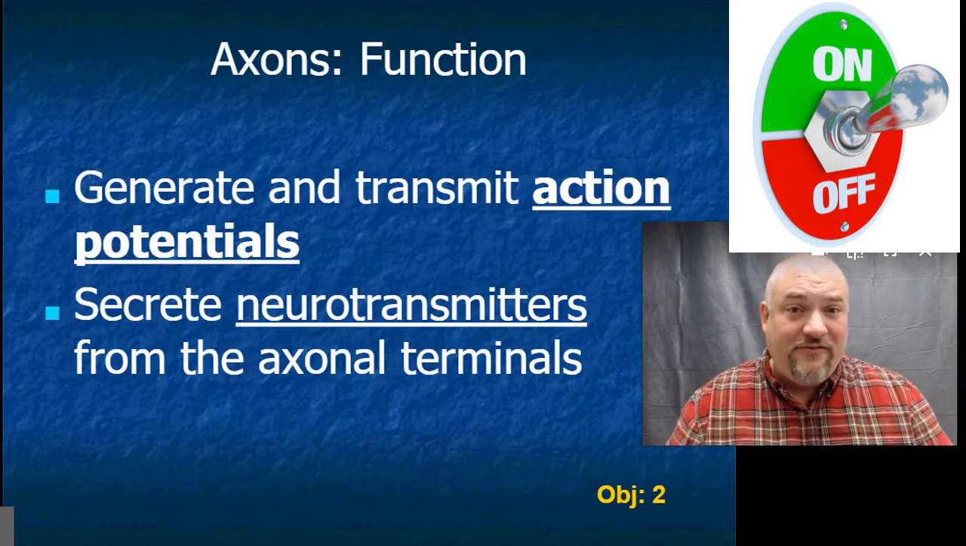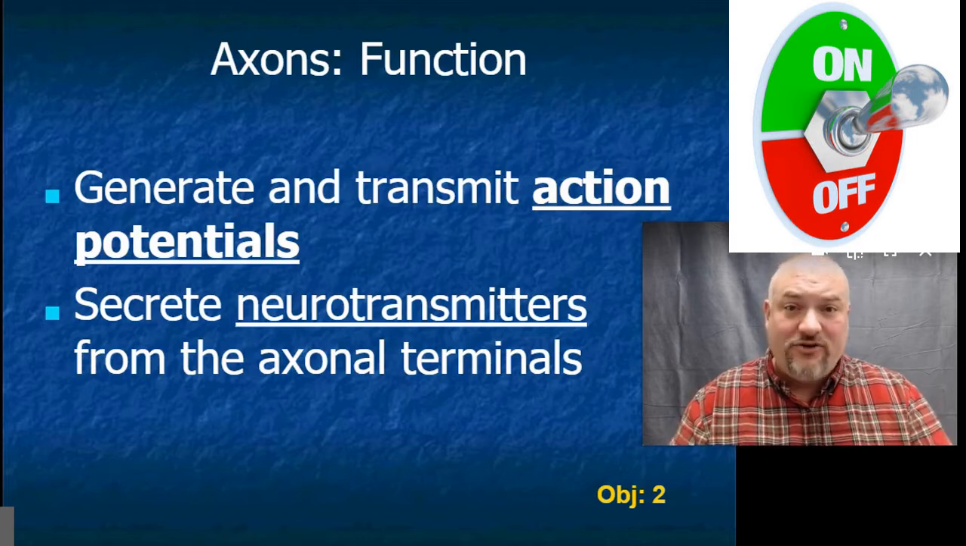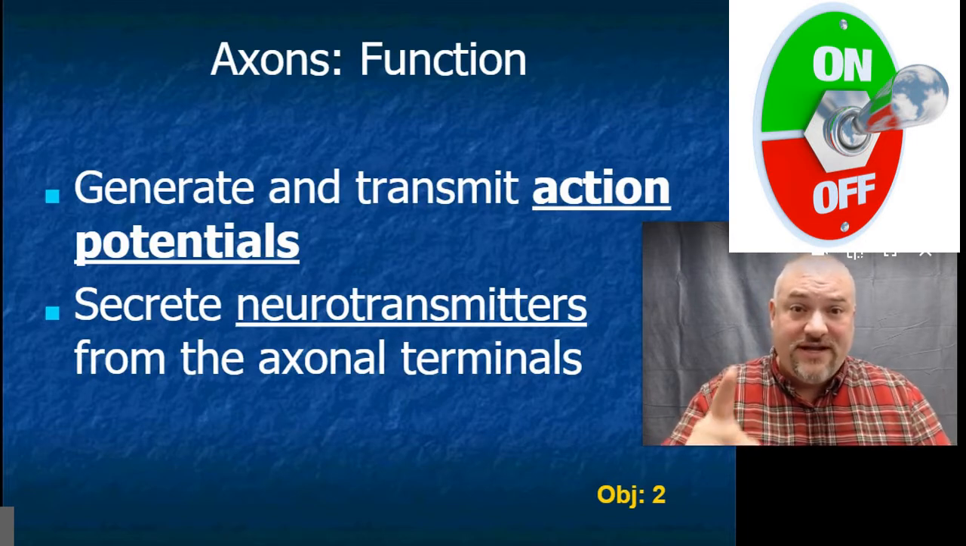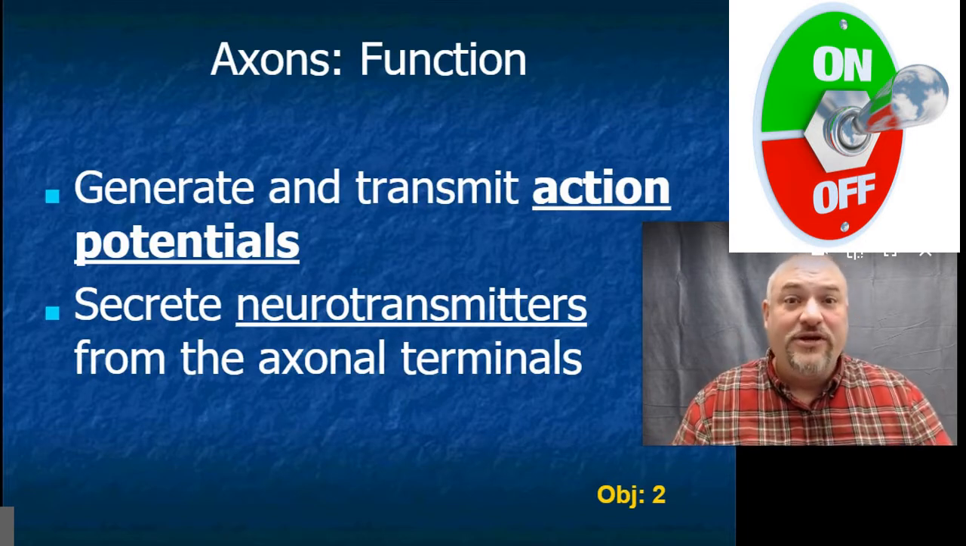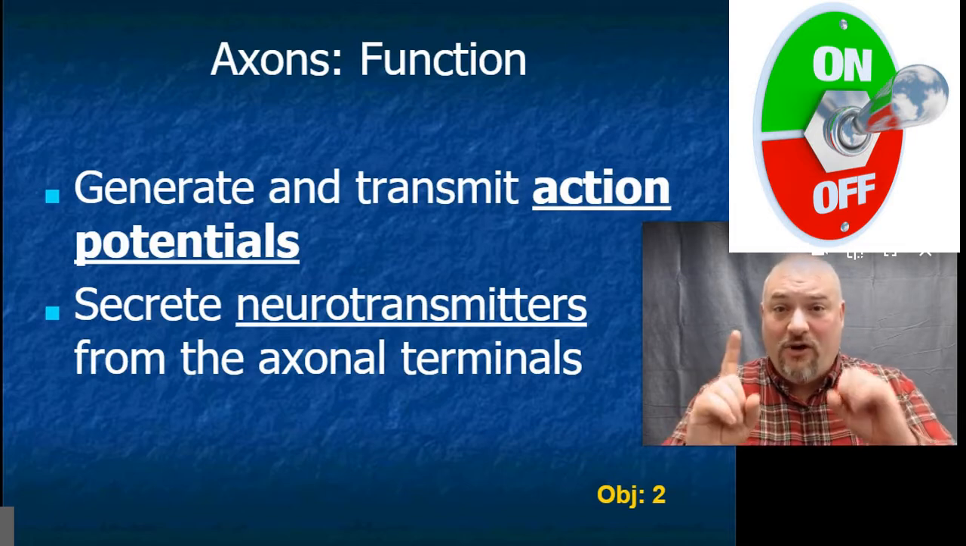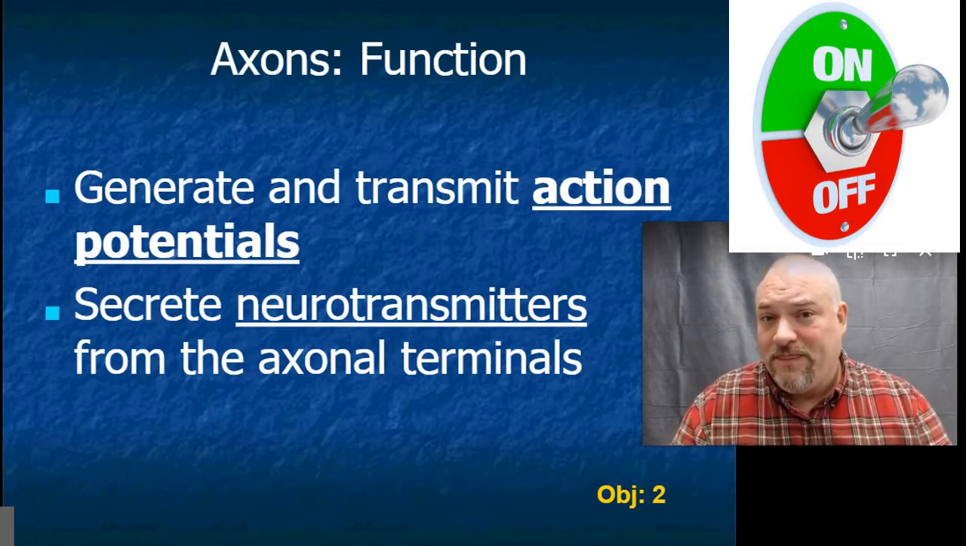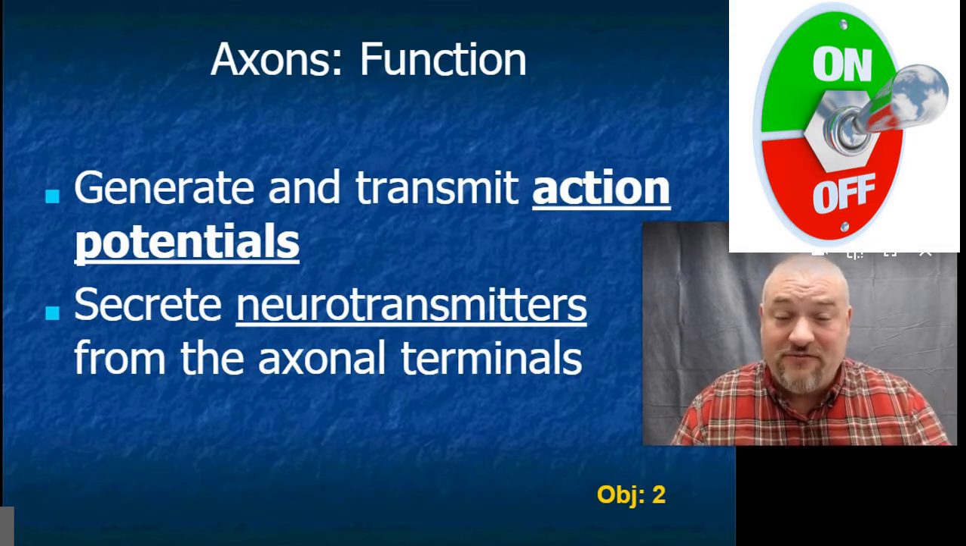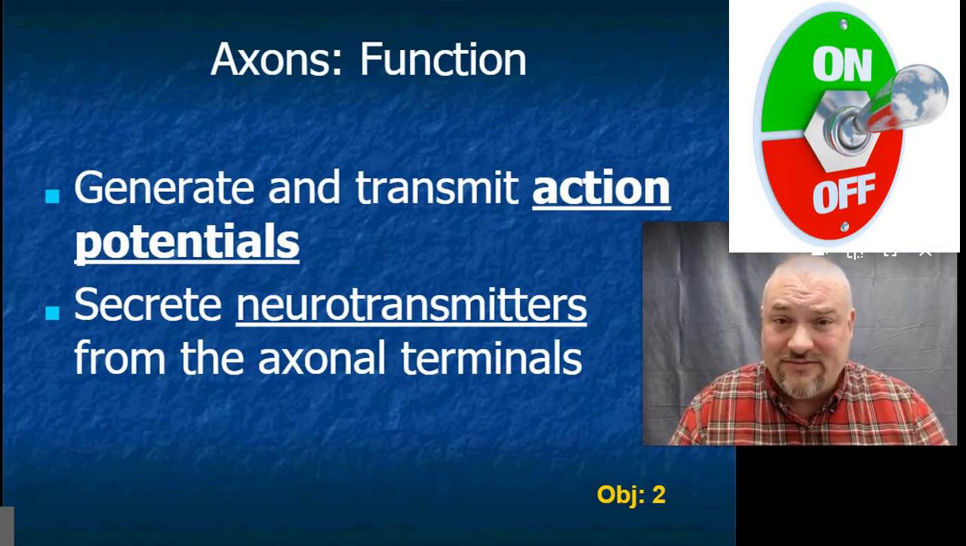You either got enough of a stimulus to generate an action potential and send it down that axon, or you don't and nothing gets sent. This is that binary, the on or off I was talking about before. Very important. So axons send action potentials. They either send a full signal or they don't send any signal.